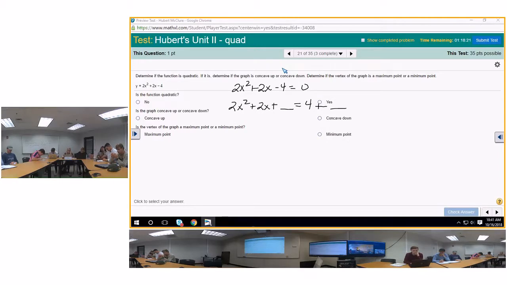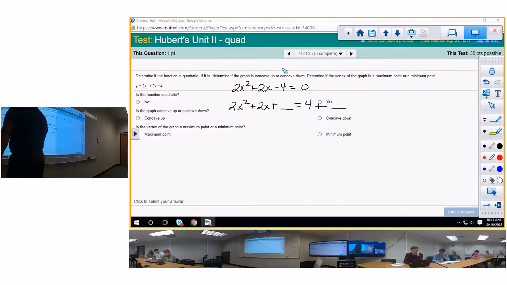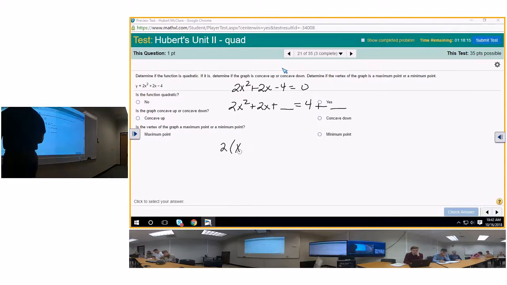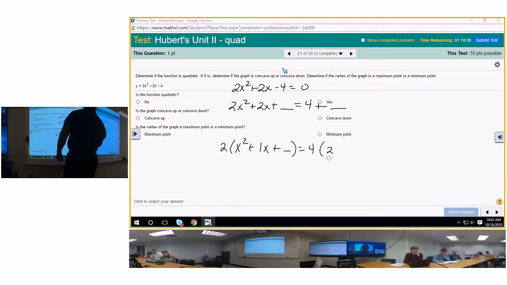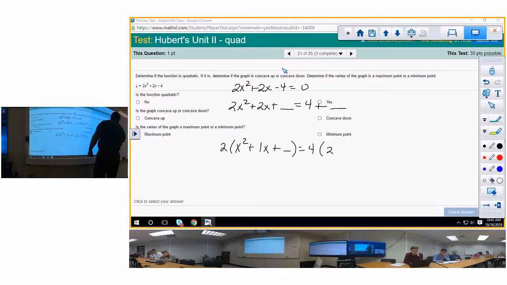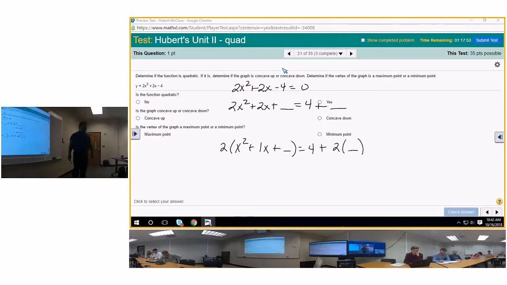So you factor out a 2, and that's going to give you 2x squared plus 1x plus blank is equal to 4 times 2, plus 2 times blank. Now I put that 1x there for instructional purposes. You don't have to put that 1 there. I did it because I'm going to divide it by 2 and that's where I get the 1/2. I don't want you to get confused on where you got the 1.